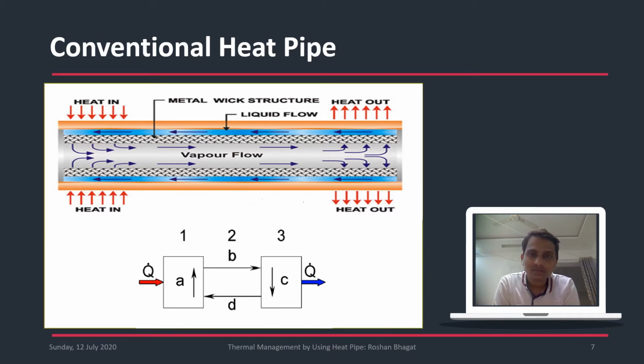And because of gravity, the liquid which is formed after condensing comes back to the evaporator section, and this process continues. So this is the example of a conventional heat pipe. You can observe with the help of the image at the bottom, you can say a 1 2 3 process. So the process is continuous. This is an example of a conventional heat pipe.